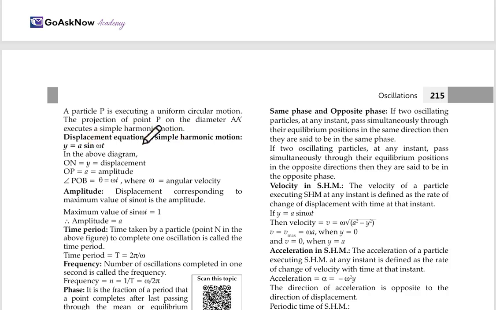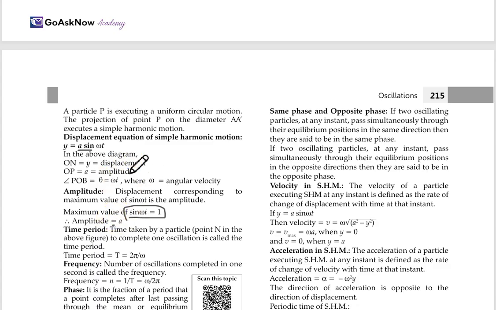At displacement y, the equation of simple harmonic motion will be y equals A sine omega t. From the diagram you can see ON is representing y, which is the displacement. OP equals A, which is the amplitude. Also, the angle POB equals theta, which equals omega t, where omega is the angular velocity. Amplitude is the displacement corresponding to the maximum value of sine omega t, and the maximum value of sine omega t is 1, and A is the amplitude.